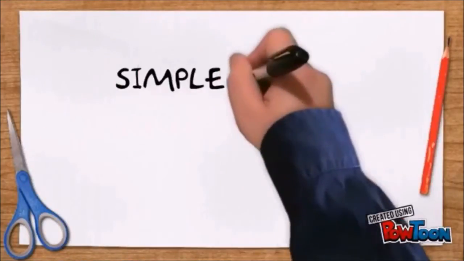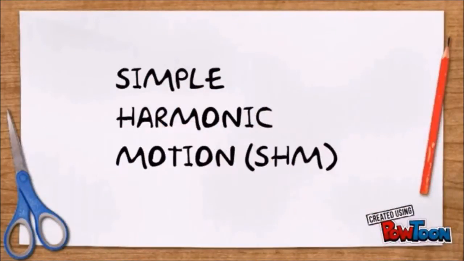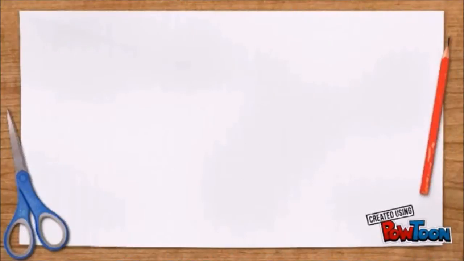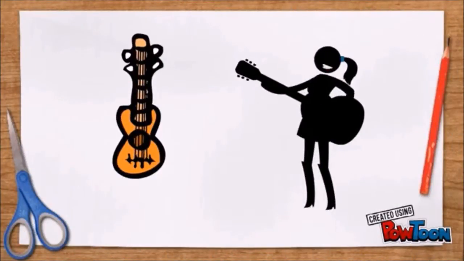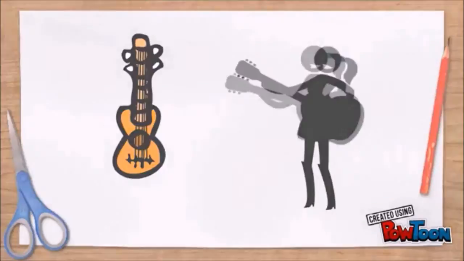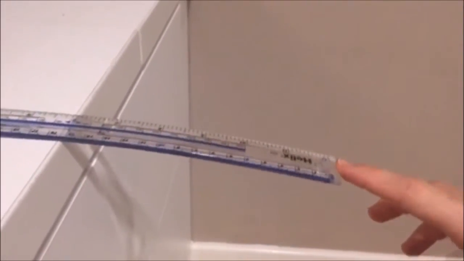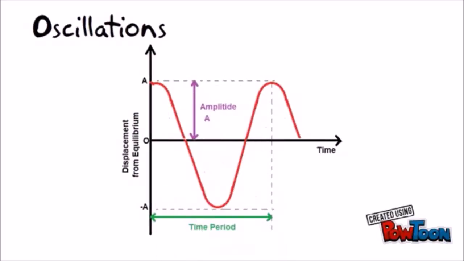Have you ever come across the term simple harmonic motion? Even if you haven't heard of it before, I can guarantee that you will have seen it in real life. For example, the vibrating strings of a guitar, or the vibrations of a ruler, like this. The graph shown on the screen is a representation of simple harmonic motion.